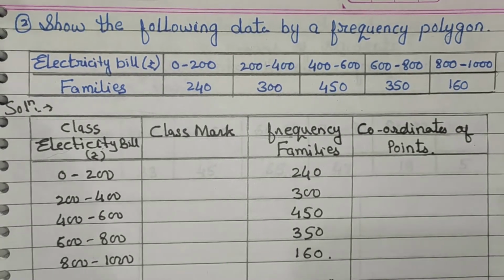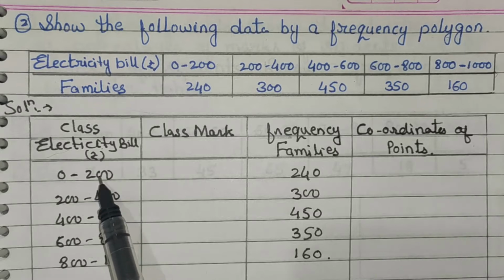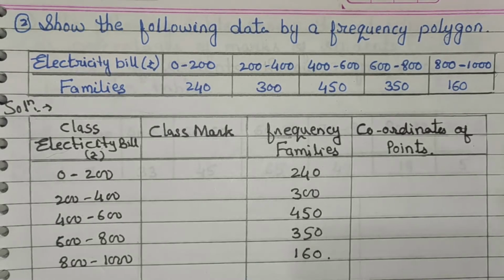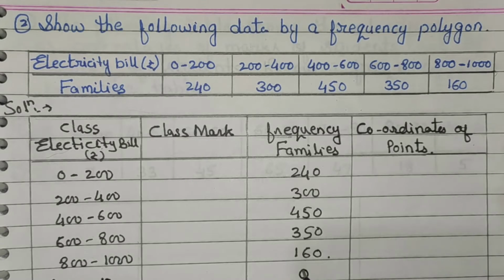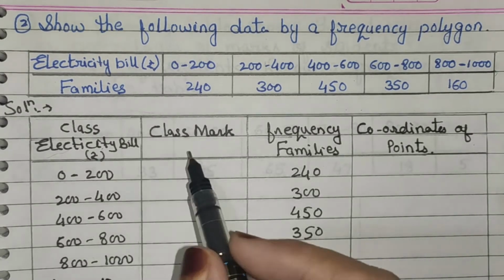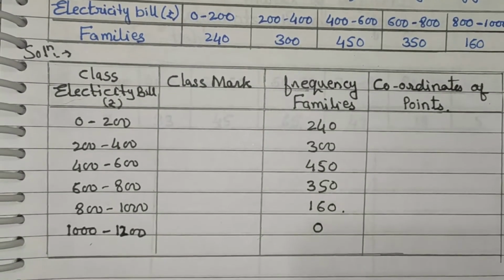Now for drawing a frequency polygon, take 2 points additional. One is preceding the class and one is succeeding the last class. Therefore, we can take in here 1000 to 1200. Difference is 200. 1000 to 1200 and the frequency is 0 here. Now, class mark of each class.